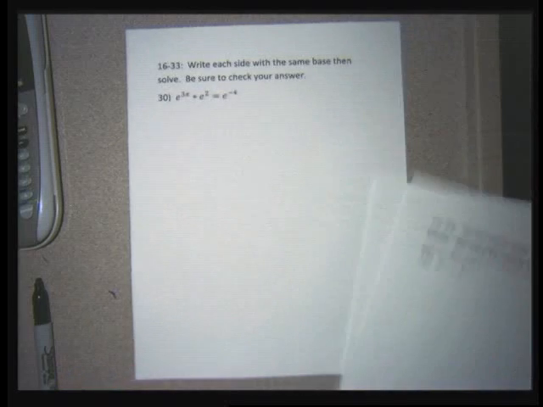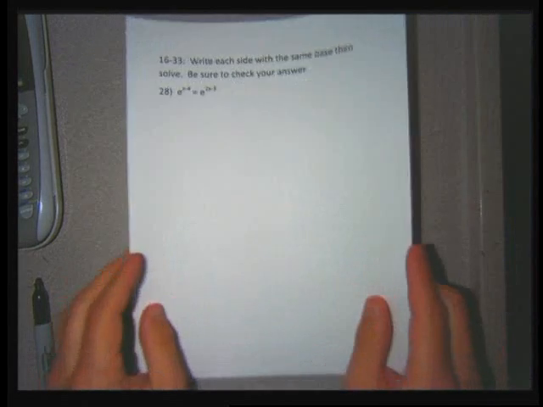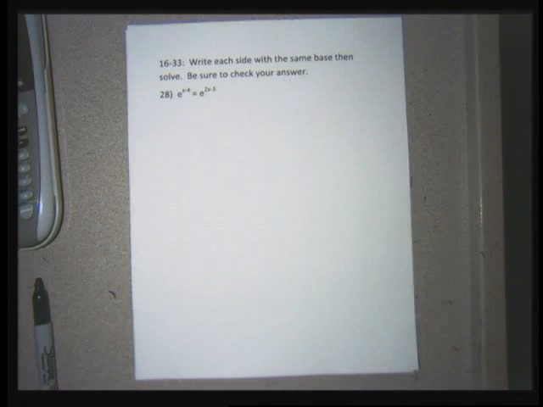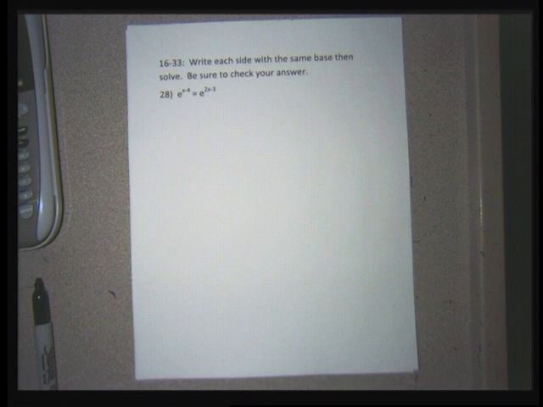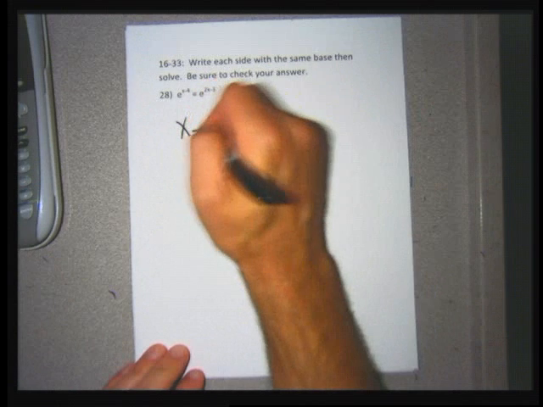28 is also going to be ugly in terms of the checking, but not so bad. So for 28, because it's written with the same base, even though the base is an ugly e, I can drop the bases and equate the exponents.